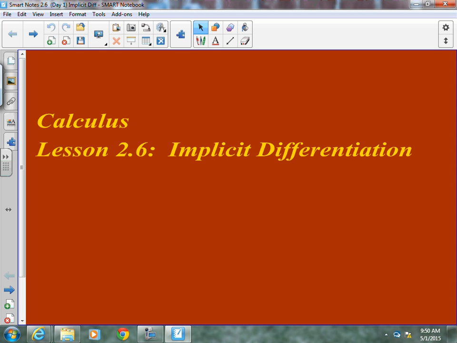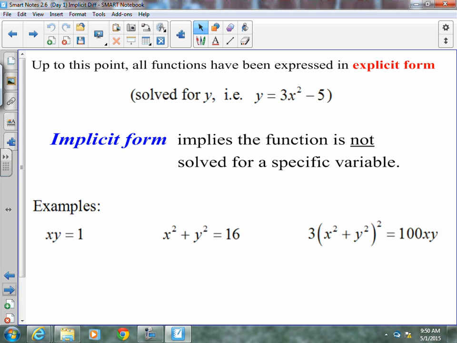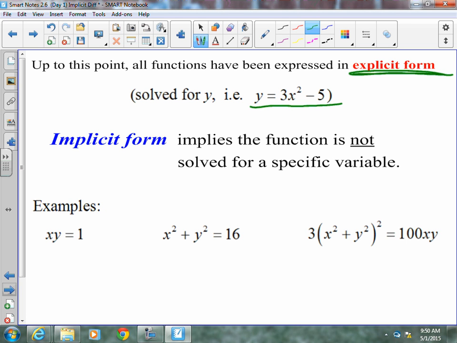Today we are going to discuss implicit differentiation. So far, all of the equations you know how to derive have been in explicit form, meaning they're solved for y. y equals 3x squared minus 5, y equals sine of x, y equals whatever equation we've dealt with. Implicit form implies the function is not solved for a specific variable.